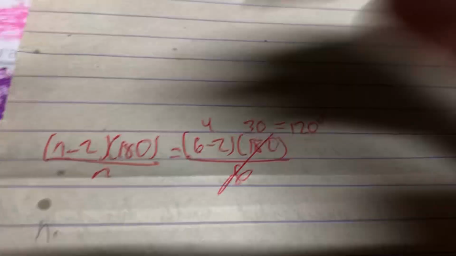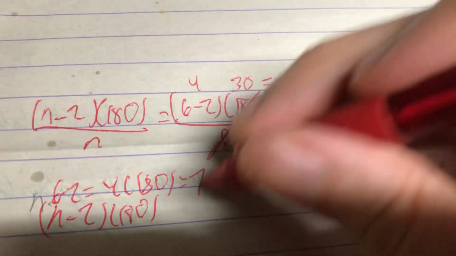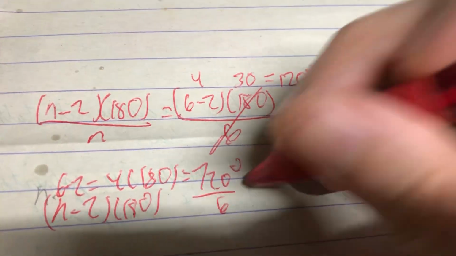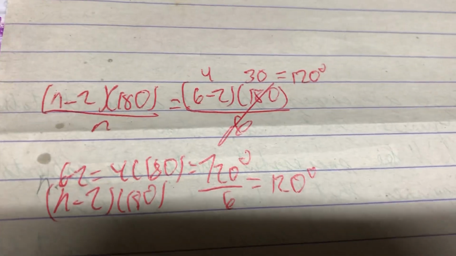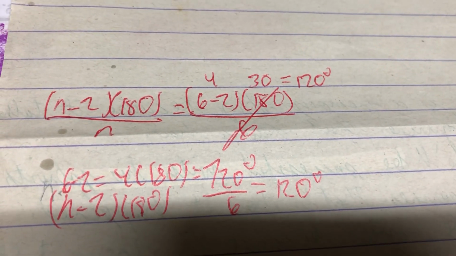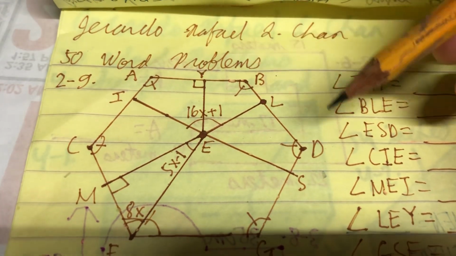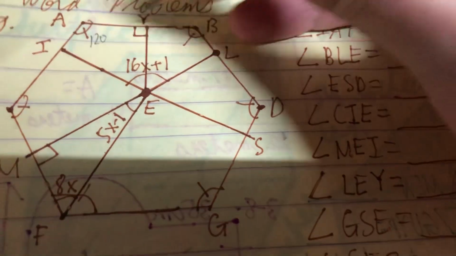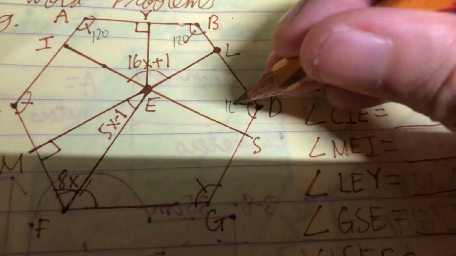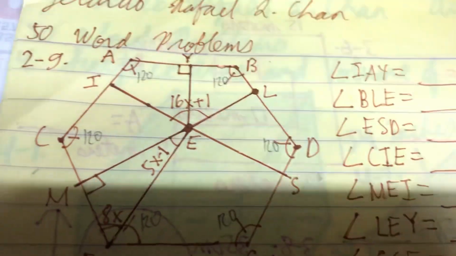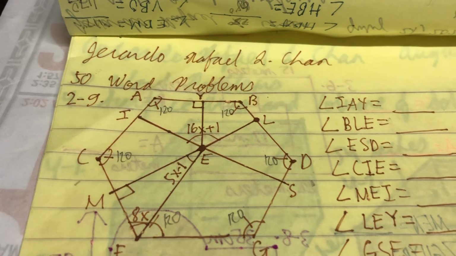If you use the literal formula, it's n minus 2 times 180. So 6 minus 2 is 4, and 4 times 180 gives 720 degrees. Divided by 6, you still get 120 degrees. So it's confirmed that every angle in this regular hexagon is 120 degrees. 120 degrees here, here, and here. Let me write it down: 120, 120, 120, 120, 120, and 120. All of them are 120 degrees. No excuses.